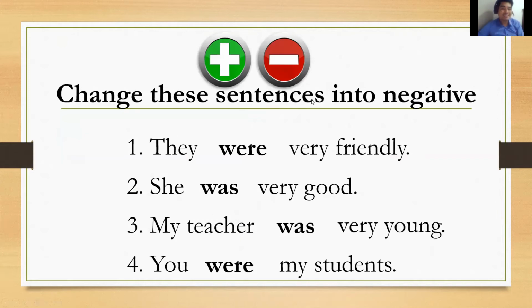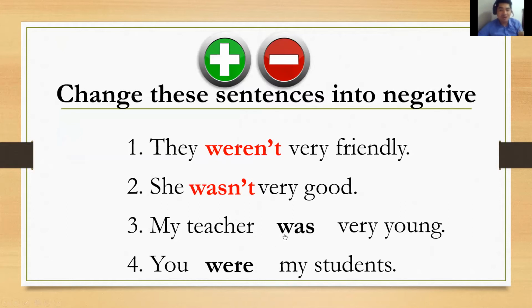Change these sentences into negative. That's very easy for you, class. They were very friendly. What is the negative form of this sentence? Yes, they weren't very friendly. She was very good. The negative form? Yes, she wasn't very good.